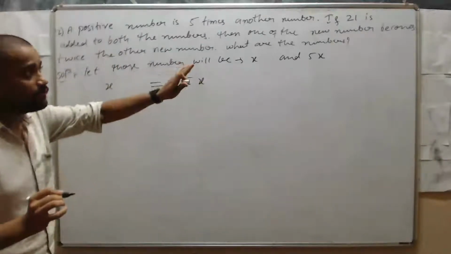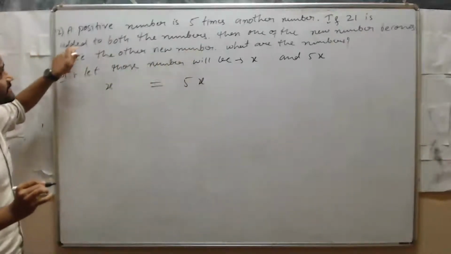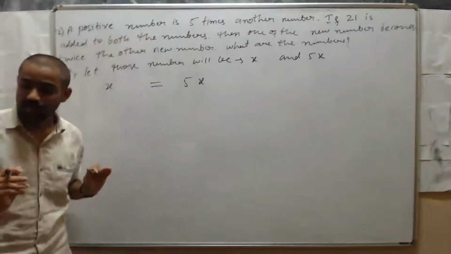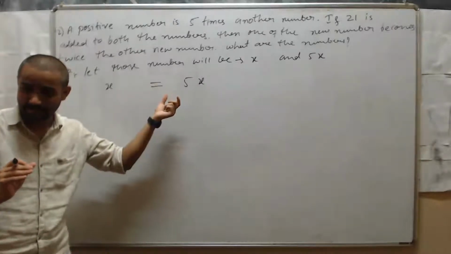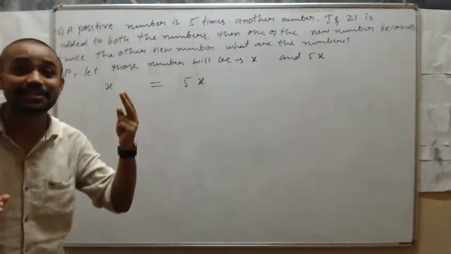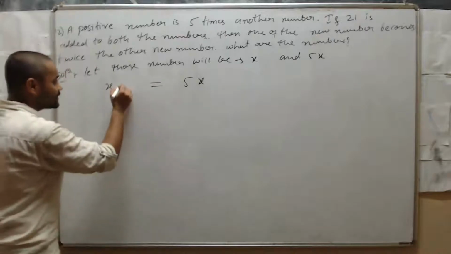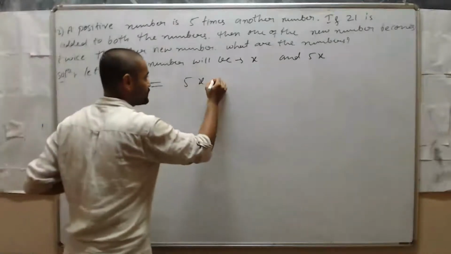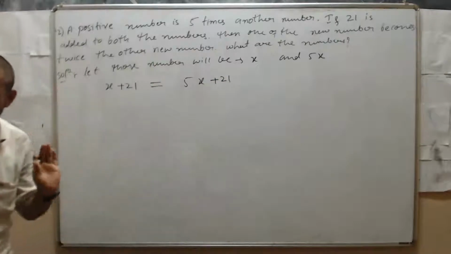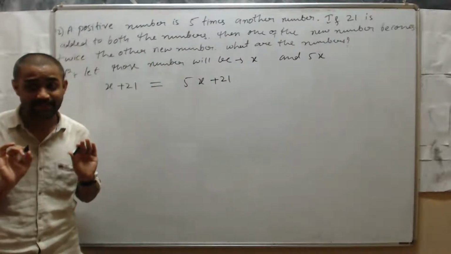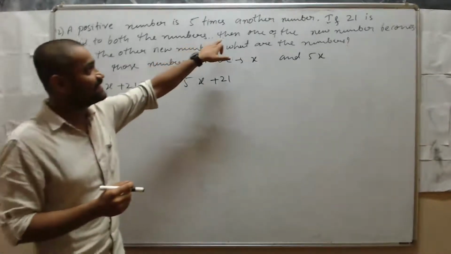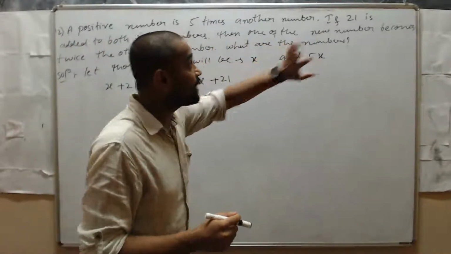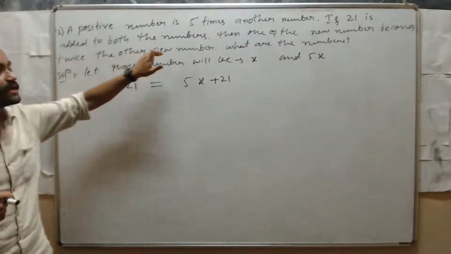See here. If 21 is added to both numbers, what are the both numbers we have here? That is x as well as 5x, students. Okay. Now we are adding 21 to both the numbers. See here. 21. It is very easy. Okay. Then, continue reading. Then one of the new number becomes twice the other new number.